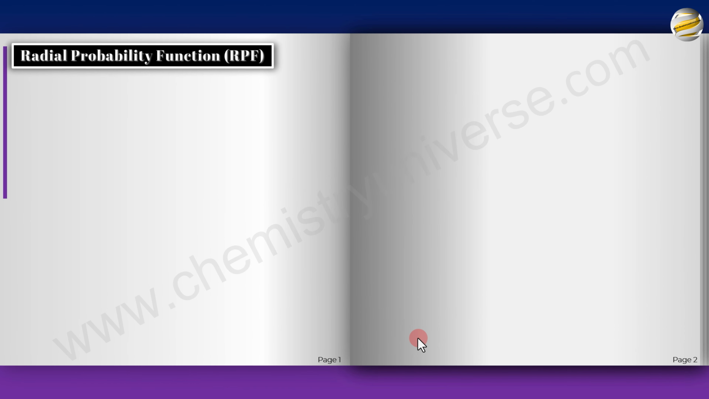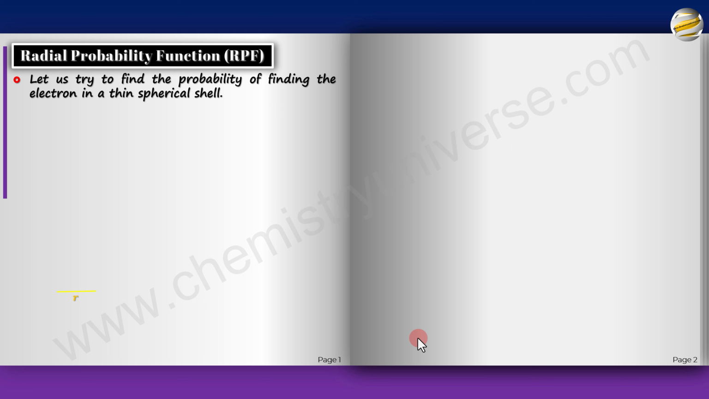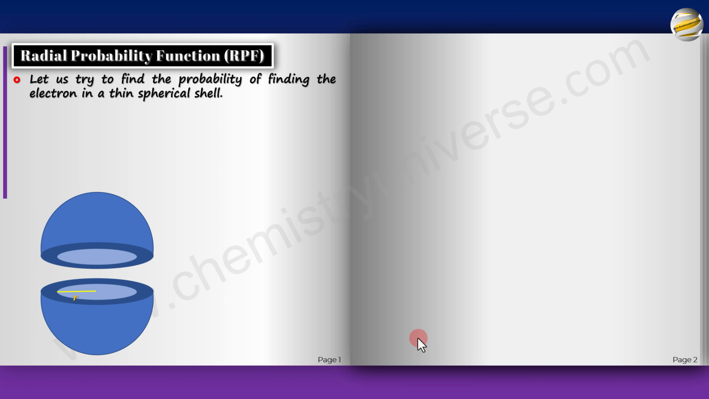So radial probability function, RPF. So what I'm going to do is let us try to find the probability of finding the electron in a thin spherical shell. And this is how the shell is created. Now look at this. This is the sphere. Now if you look at the dark blue region, now imagine that you join these two parts, you'll get a sphere, as you can see. And imagine that you join these two parts, you will get a smaller sphere inside the big sphere.